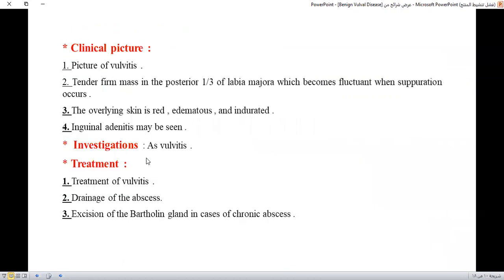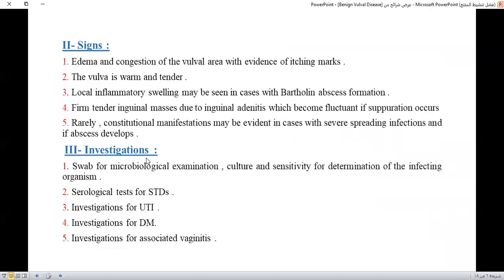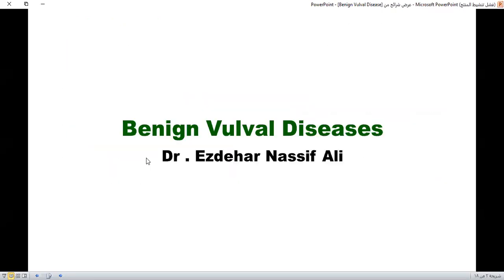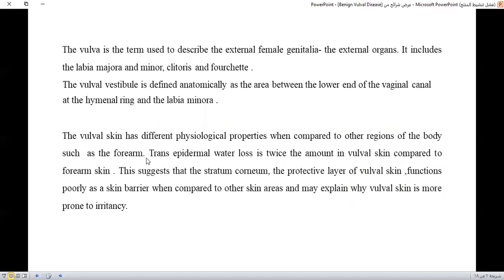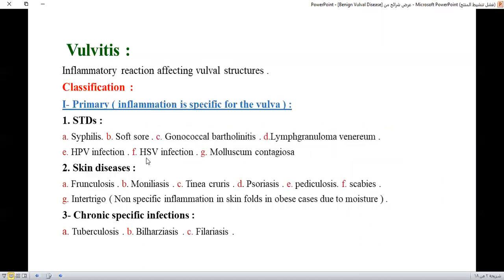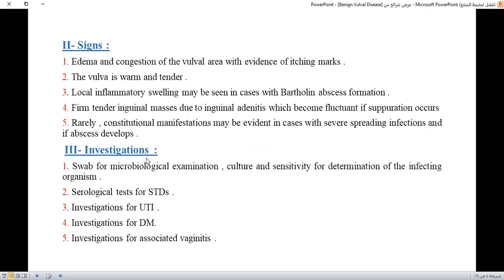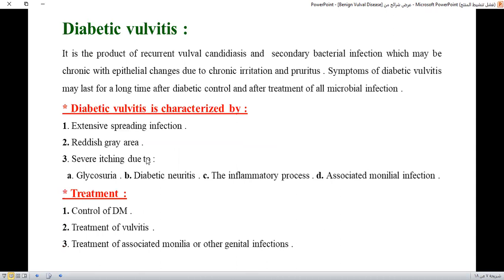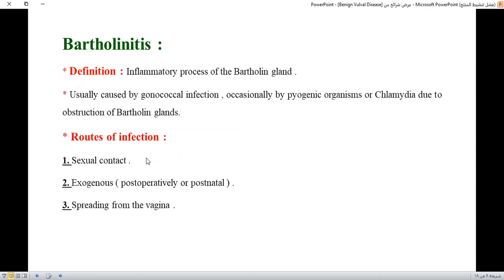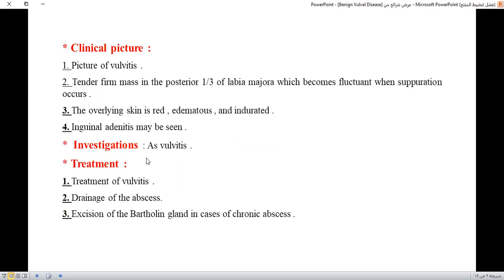إذن هسه كانت محاضرتنا حول Benign Vulval Disease. تحدثنا بالبداية عن الديفينيشن للفالفا والفستيبولا والفيتشرز اوف ذا سكن. بعدها الفالفايتس تقسيماتها كان برايمري وسكندري. برايمري سكشوال سكن ديزيز كرونيك سبيسيفيك انفكشن. سكندري للاذر اورجان اللي هي يورينري فيجينا ريكتال اور iatrogenic. Symptom and sign and investigation and treatment of vulvitis. Type of vulvitis, diabetic vulvitis, Bartholinitis أيضا تحدثنا عنها.